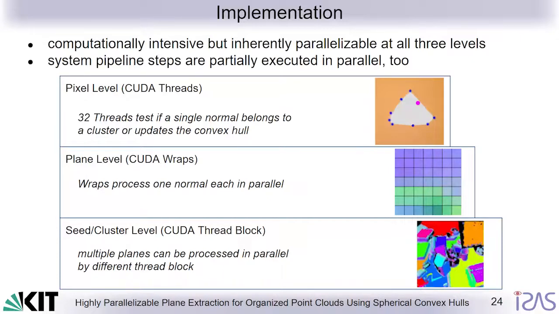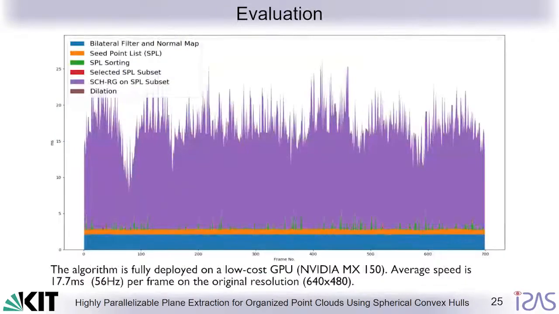2. At the plane level, parallel validation of normals with respect to the same CPR and convex hull is done by different CUDA warps. 3. At the seed cluster level, multiple planes can be processed from different seeds in parallel using different CUDA thread blocks. This high parallelization results in an average processing time of 70.7 milliseconds, which to the best of the author's knowledge is the fastest and first real-time capable plane extraction algorithm for the full input resolution.